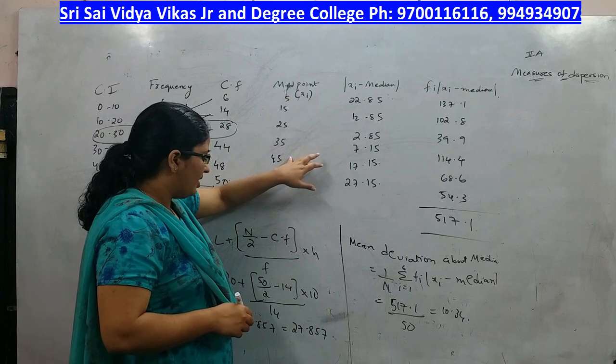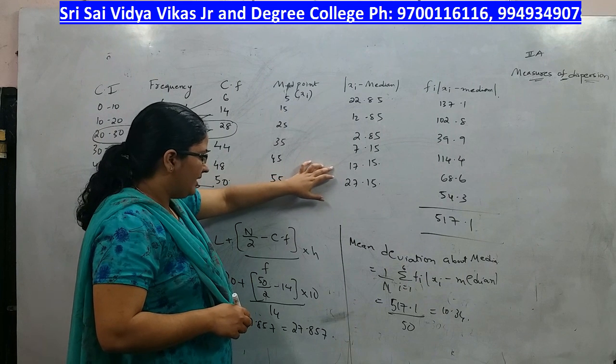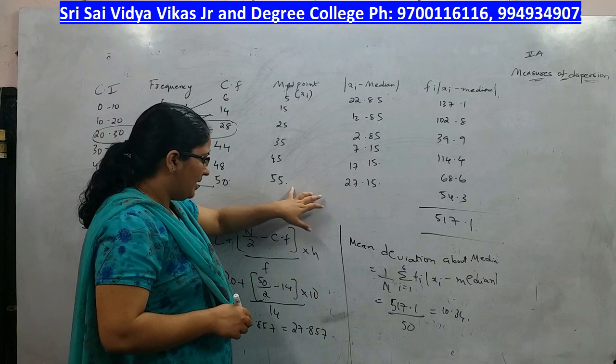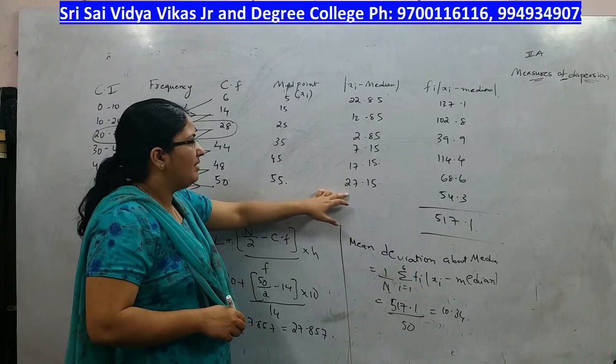35 minus 27.857 will give you 7.85. Next, 45 minus 27.857 will give you 17.15, and 55 minus 27.857 will give you 27.15.